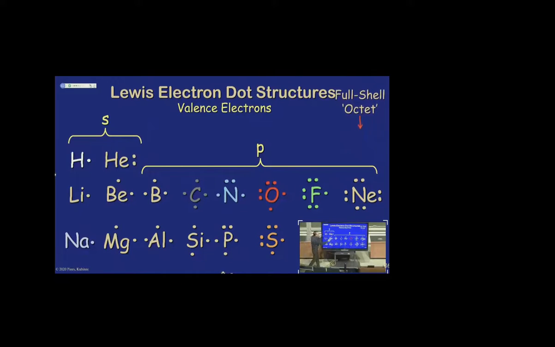Although we're going to slide helium over there into the full shell. In helium's case, the full shell is a duet, just a pair. And that's why you see helium slid over in the periodic table to that full shell. It behaves more like neon and argon because of its closed valence shell.